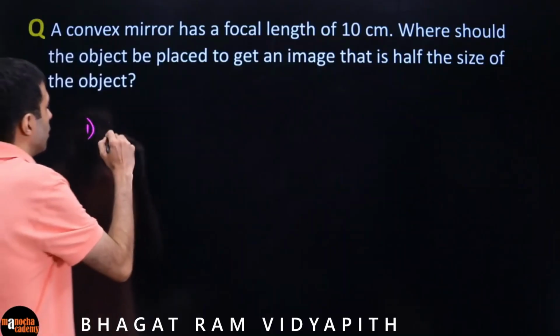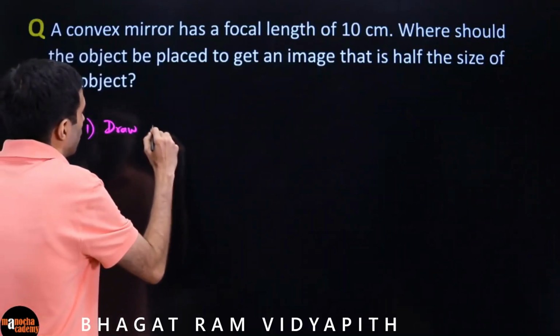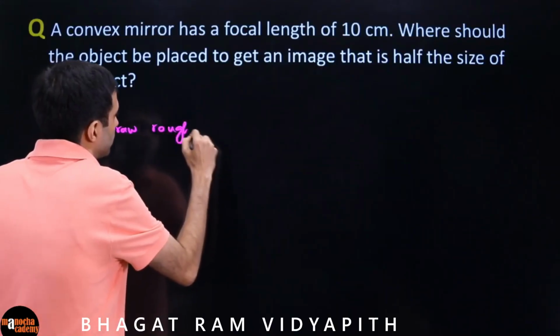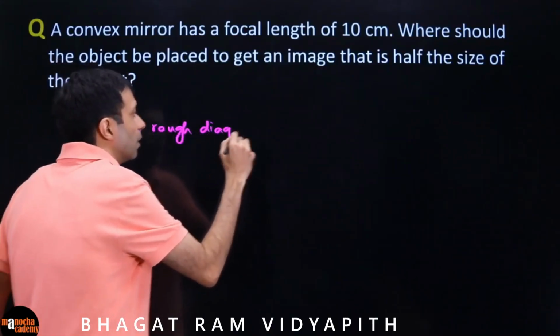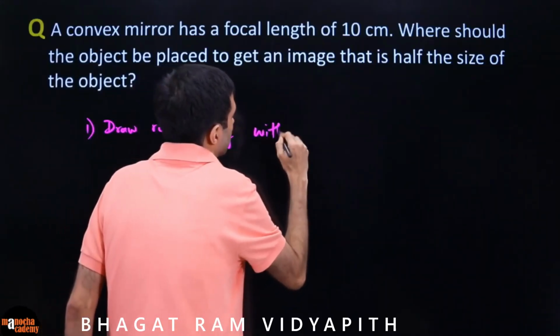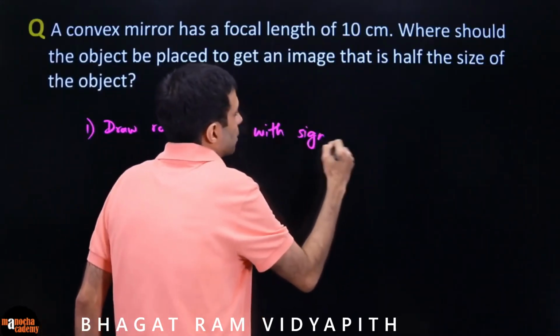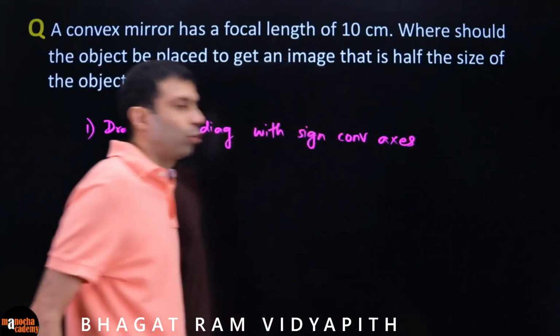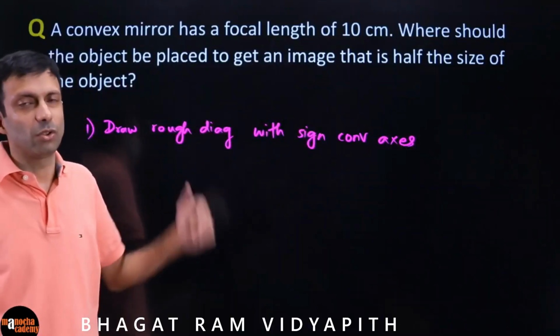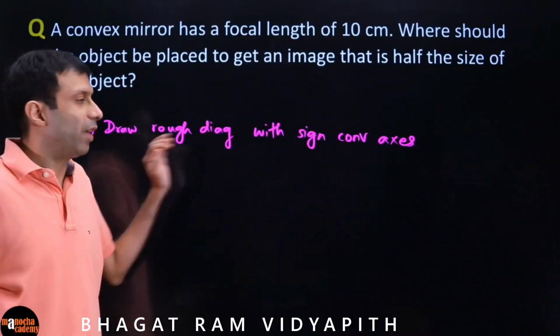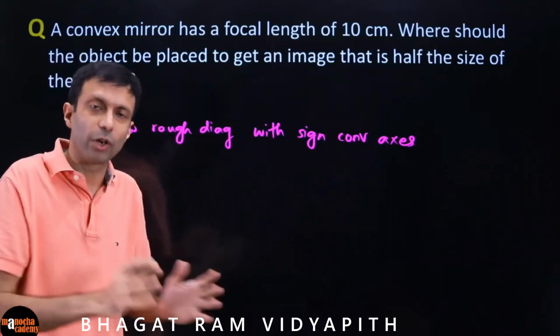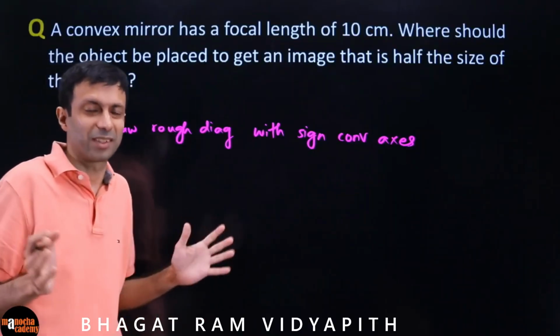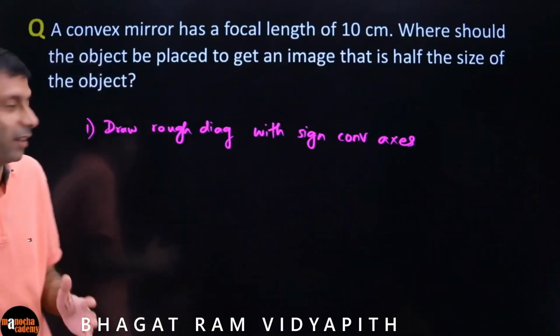So first thing, draw a rough diagram with sign convention axis. This is super important, guys. If you don't do this, your question can go wrong. Very important. That's why check carefully: are you doing a concave mirror or a convex mirror? Because things can go haywire if you do the wrong mirror.